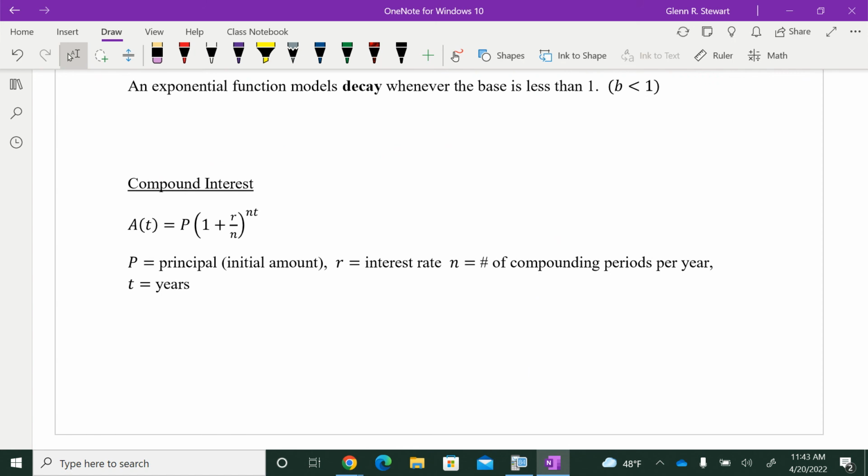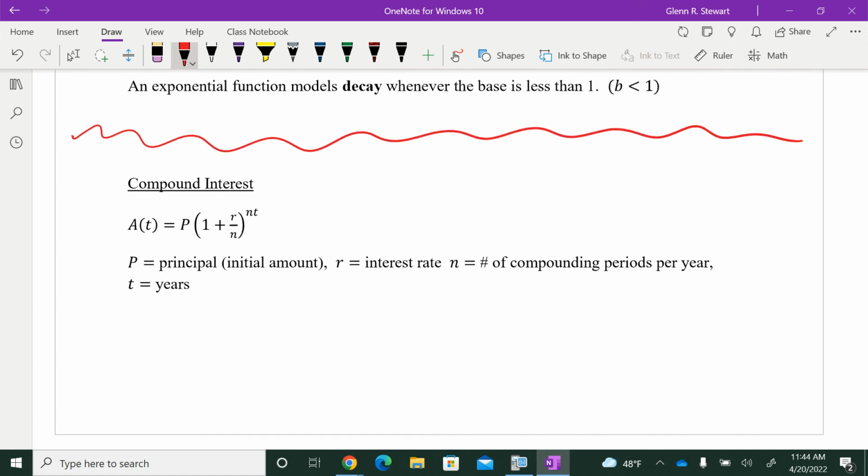Right, that's part 1 of the notes. Part 2, we're going to talk about compound interest, which is usually everybody's favorite because it deals with money.